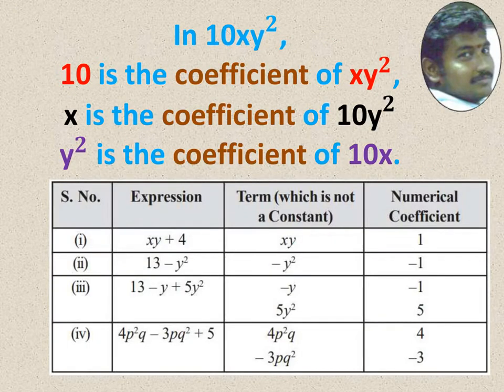In 10xy square, 10 is the coefficient of xy square, x is the coefficient of 10y square, y square is the coefficient of 10x. Hope you understand. In the same way, in the tabular column, xy plus 4, the numerical coefficient of xy is 1.